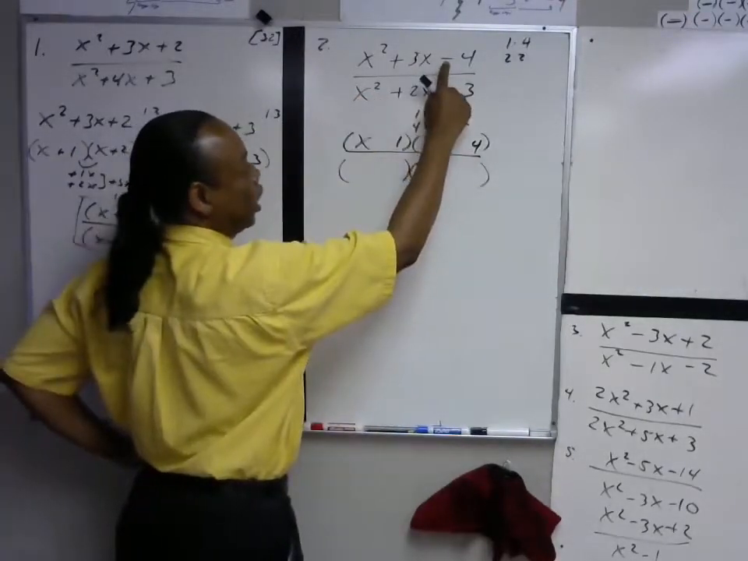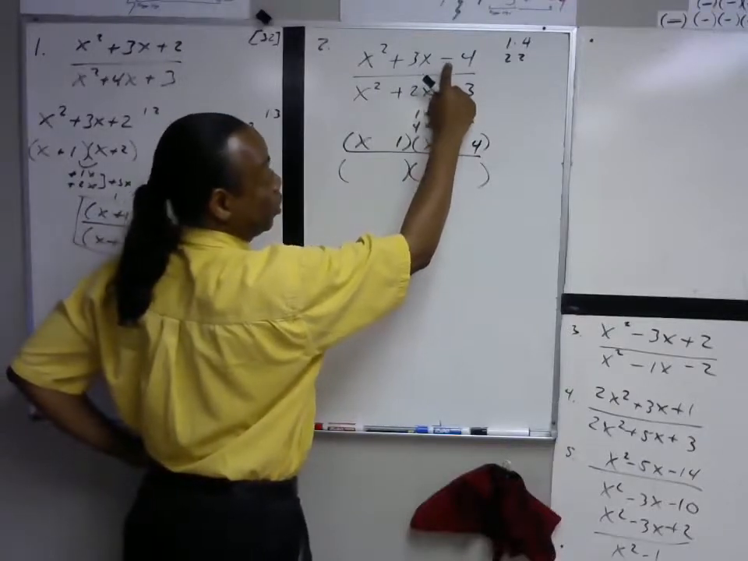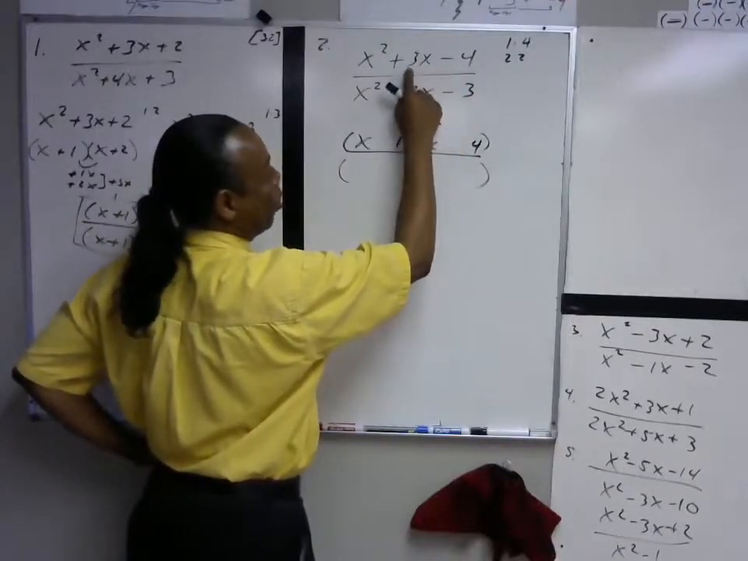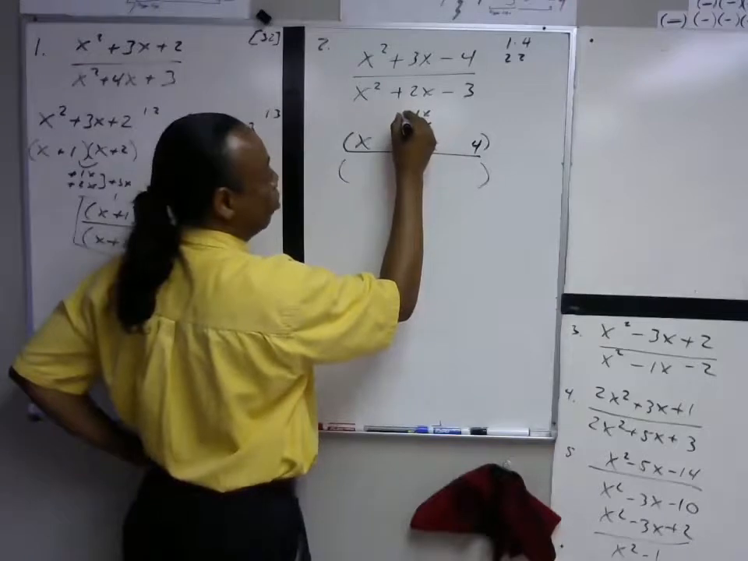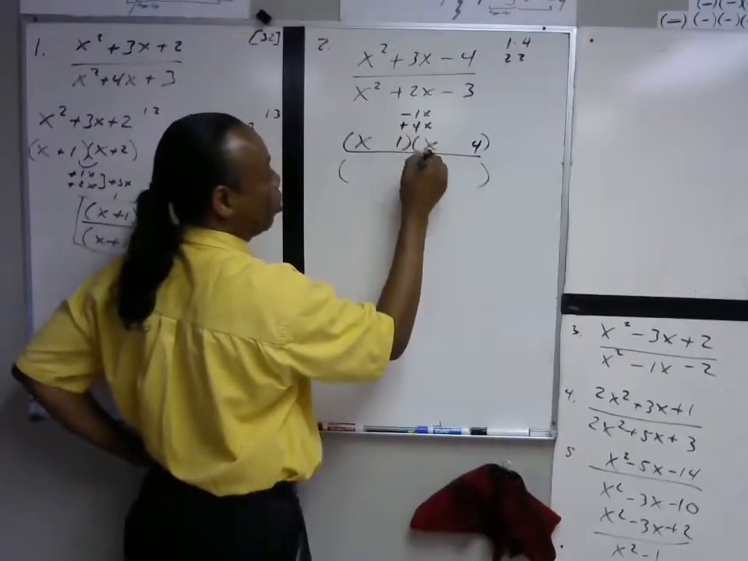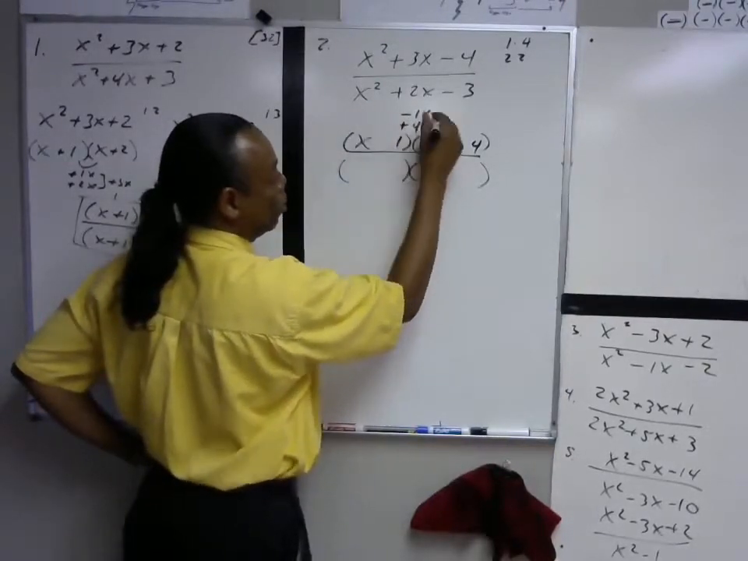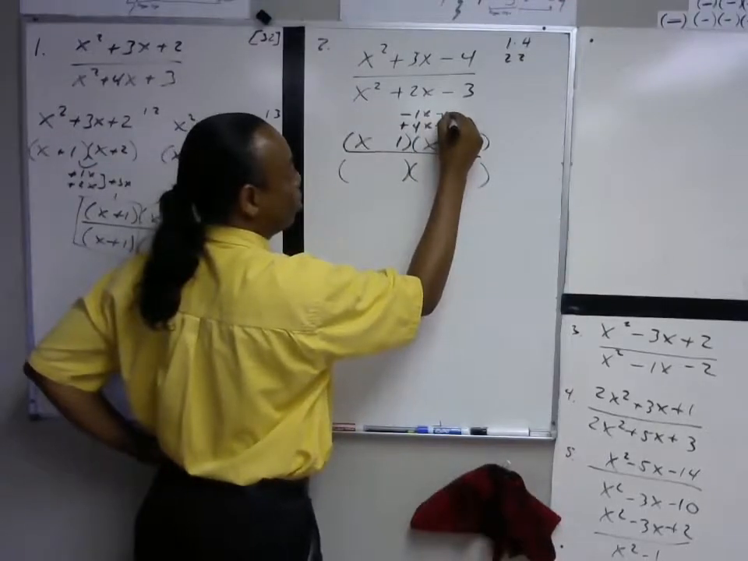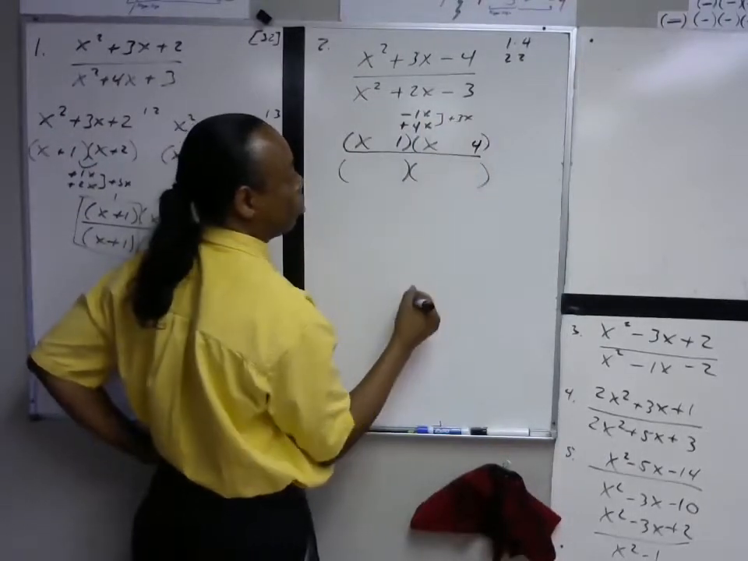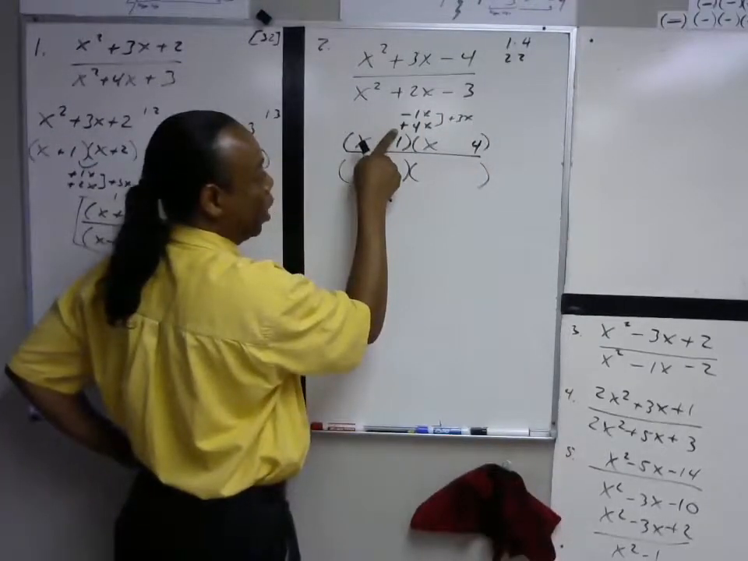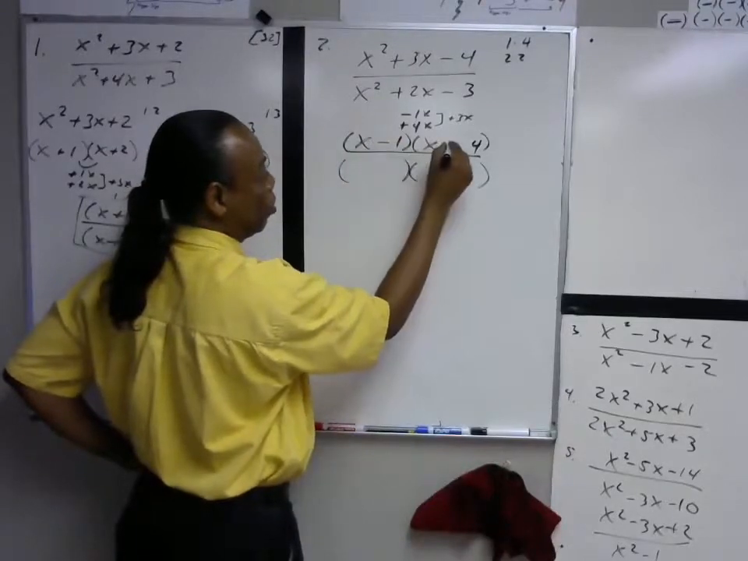We need different signs. And we need a positive 3x. So to do that, I'm going to put a negative here and a positive here. These are different signs, and they do give us positive 3x. So first negative, then positive.